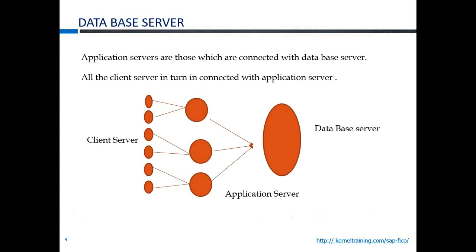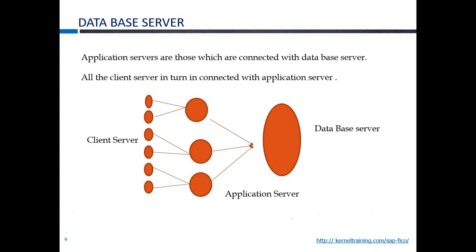So this is the structure which you can see. You have client servers, around 6 of them. These are nothing but the laptops or the systems or separate PCs which are given to each employee. And all these cannot be connected to one application server because your transaction will get slow.